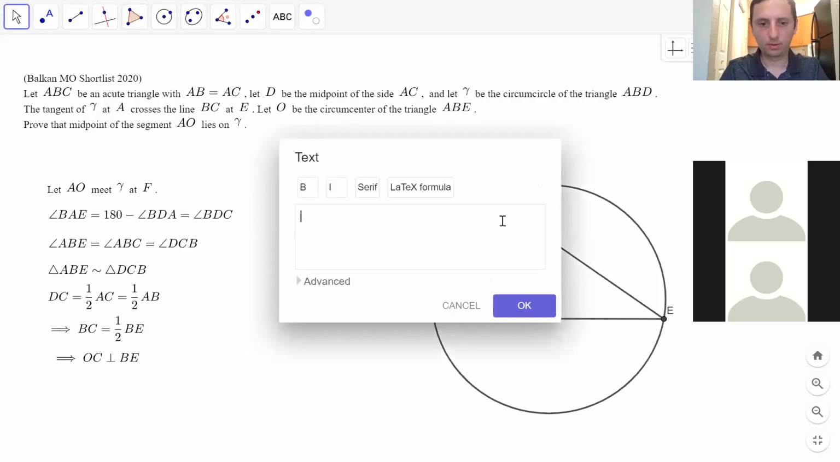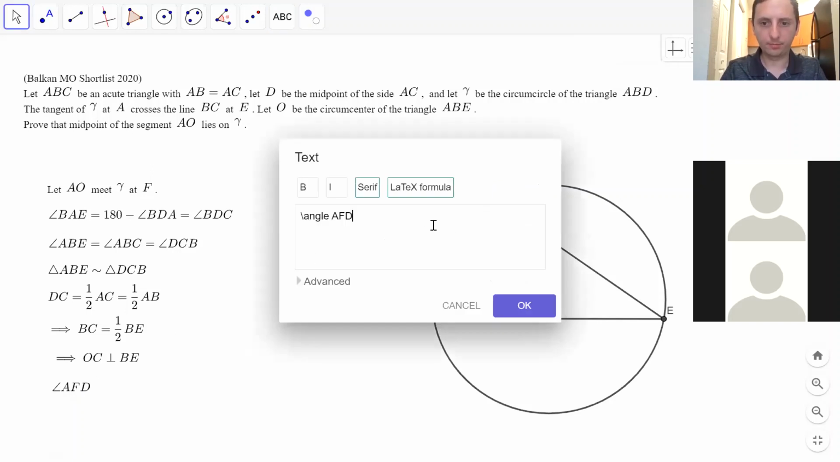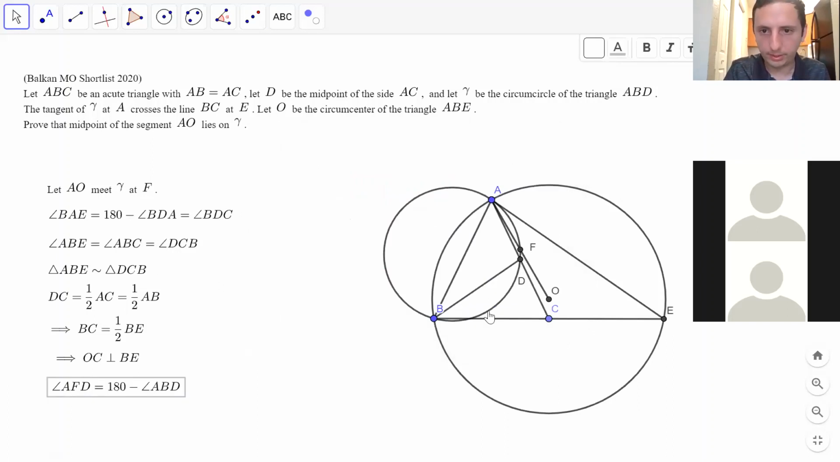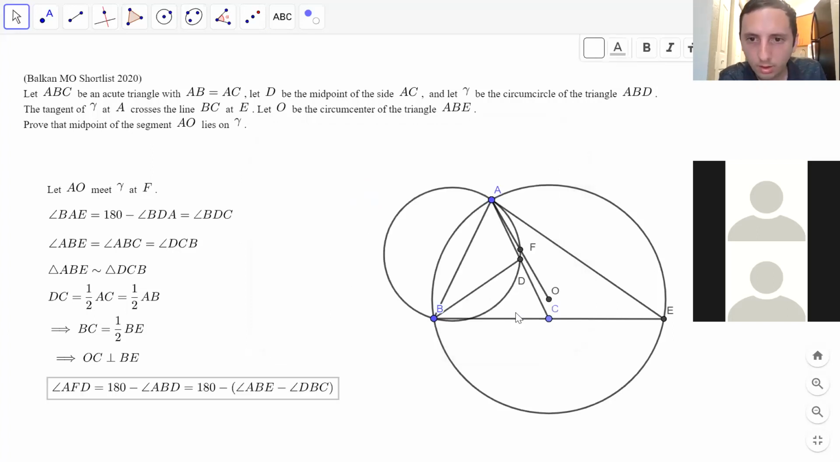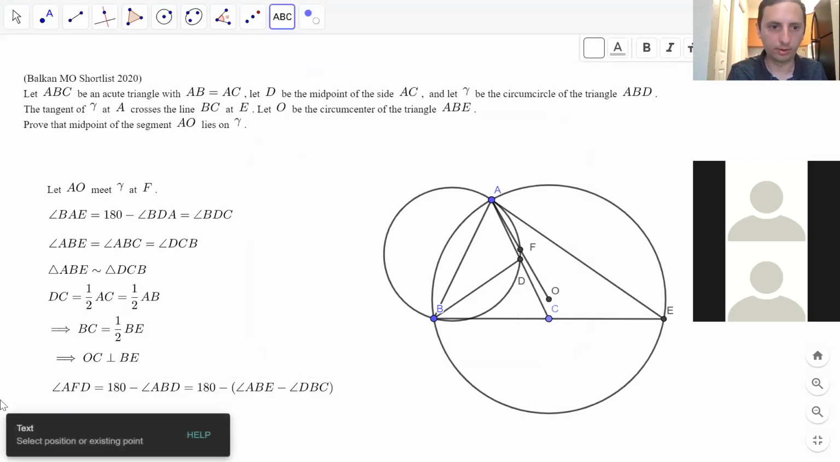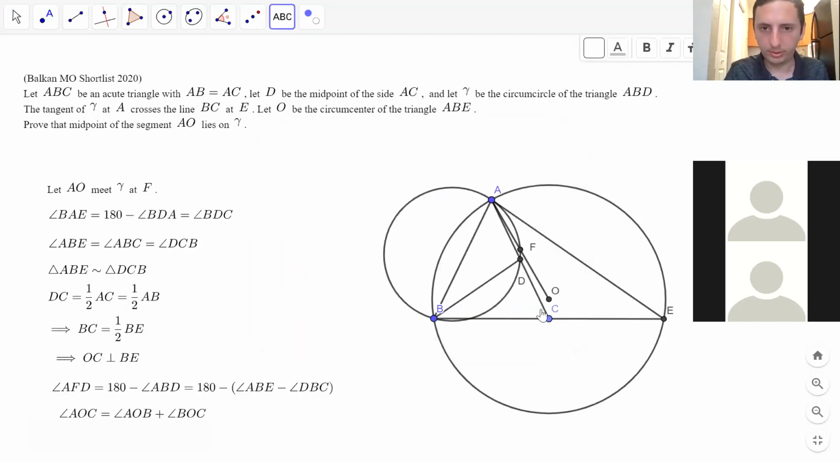So angle AFD, this might not be the fastest way. It's 180 minus ABD. And that's 180 minus ABE minus DBC. And angle AOC. So I'm just gonna try to calculate both and then try to end up at the same thing. So angle AOC is angle AOB plus angle BOC, and BOC we know is BAE.